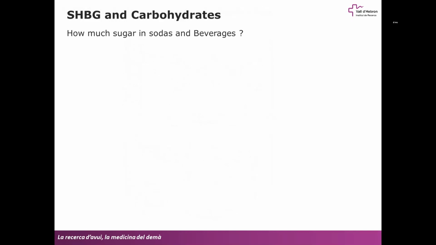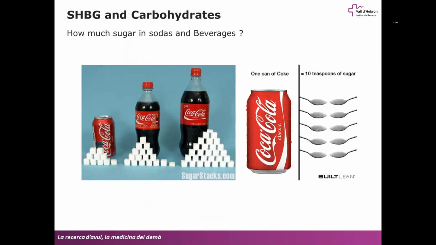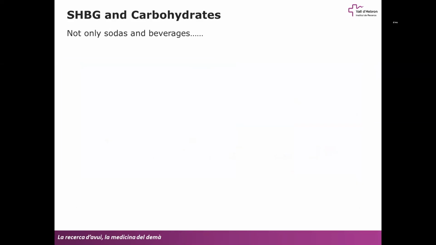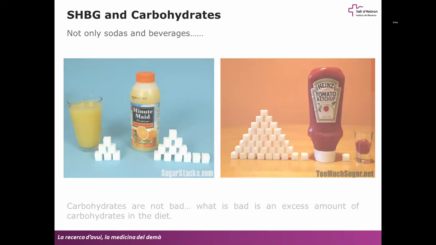So why is that important? Well, if you check the amount of sugar that the Coke has, for instance, the amount of sugar that you have in a can of Coke, it's 10 teaspoons. And I don't have anything against Coca-Cola. So if you check the different energetic drinks, you can see that the amount of sugar that they contain, it's huge. And not only beverages and sodas, also orange juice or even the ketchup has a huge amount of sugar.